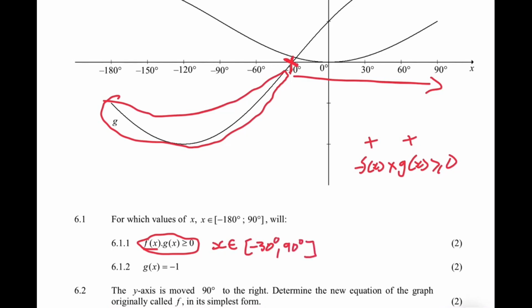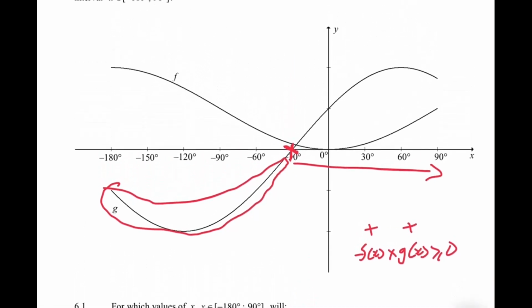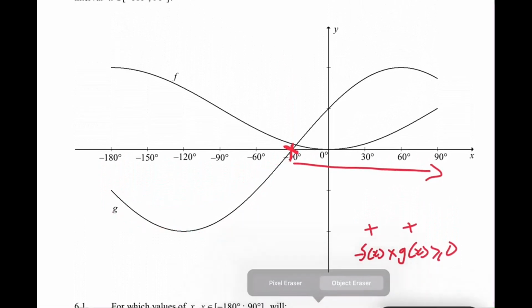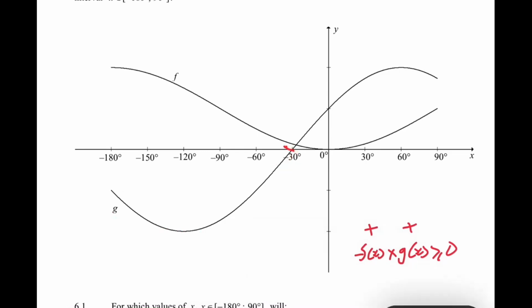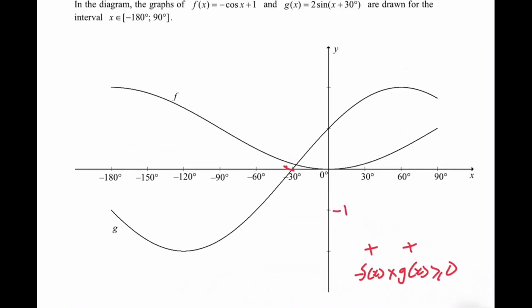Then 6.1.2 says, let's look for values of x where g of x is equal to minus 1. Let me just erase this and let's look at g of x. We're looking for values where it is equal to minus 1. This is minus 1 and this is minus 2. Here at minus 180 degrees, g of x seems to be at minus 1. And where else? Let's just draw a line and see. At minus 60 degrees, it seems like it's at minus 1.